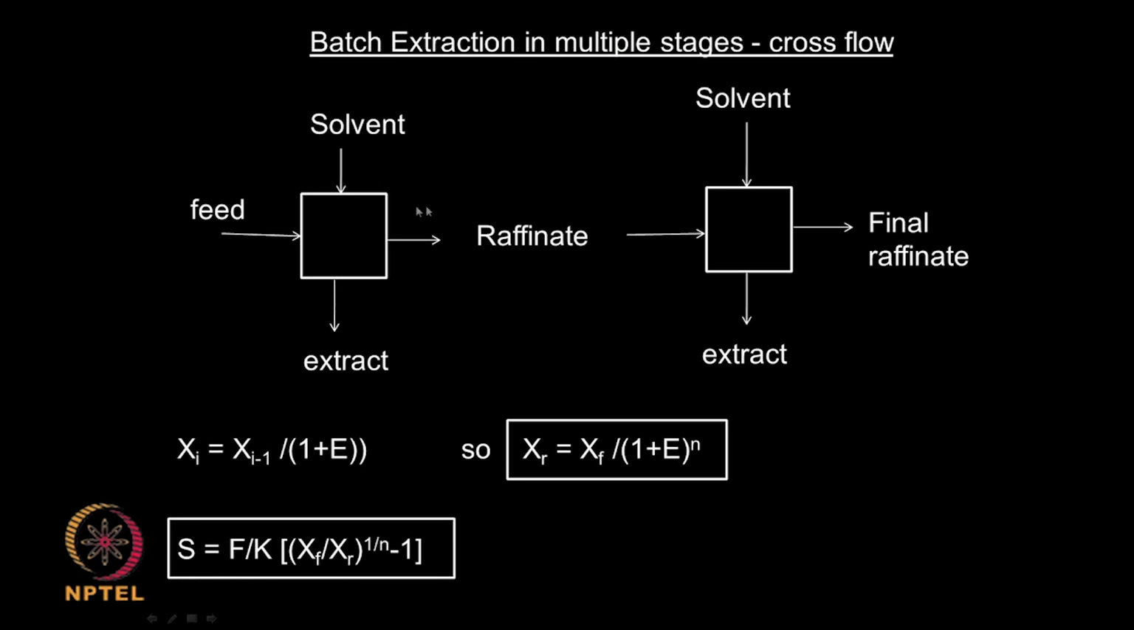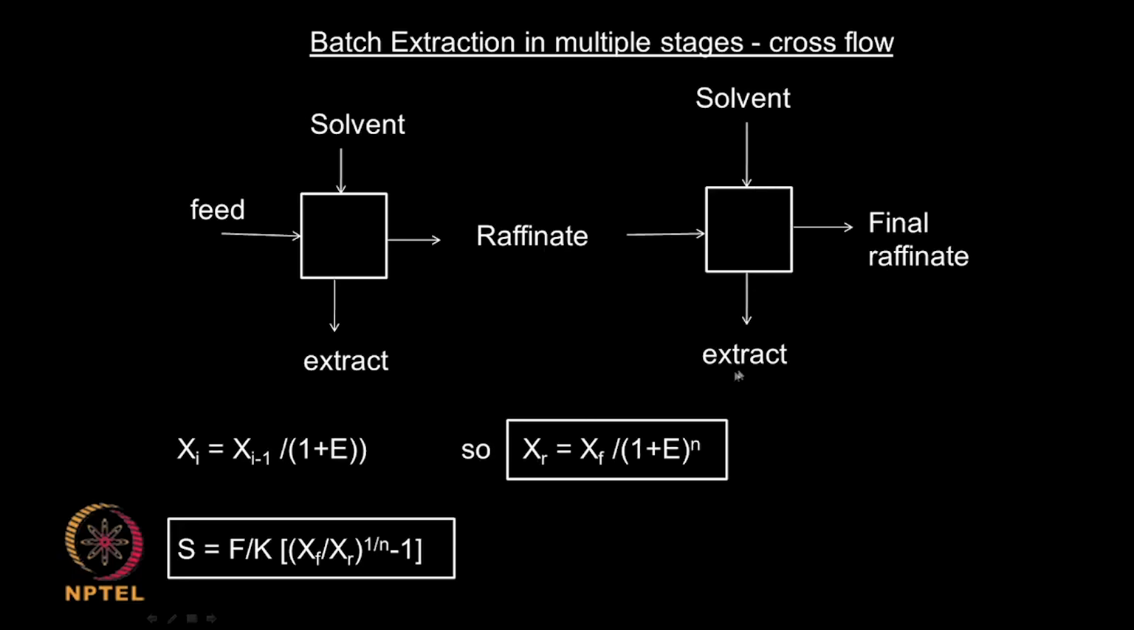Suppose you can have multiple stages. In every stage I add some solvent. So, you have a feed, you add a solvent, and then you are extracting. Then that raffinate goes to the next stage, then again you add some solvent, again it gets extracted, and like that it keeps on going. You may have many feeds, many stages, and you may be adding solvent at many stages.